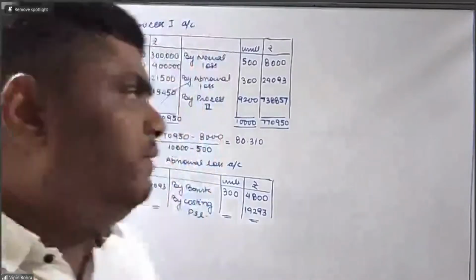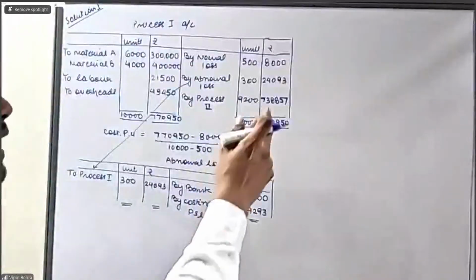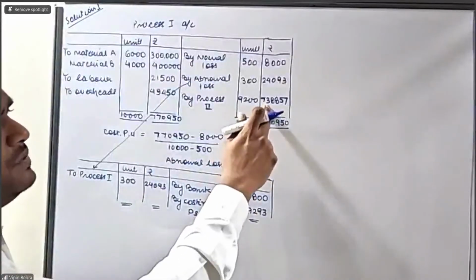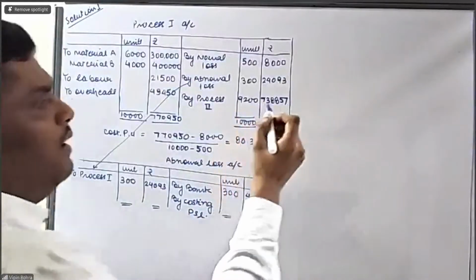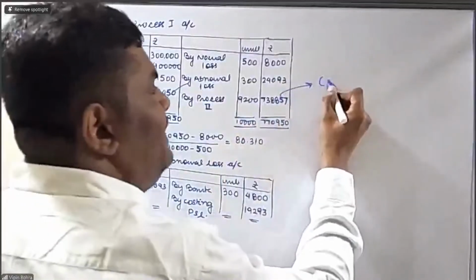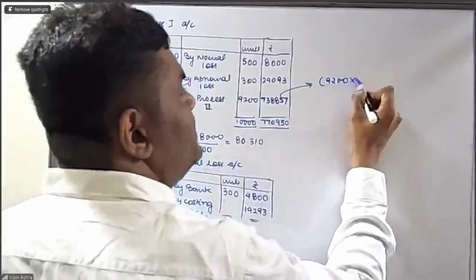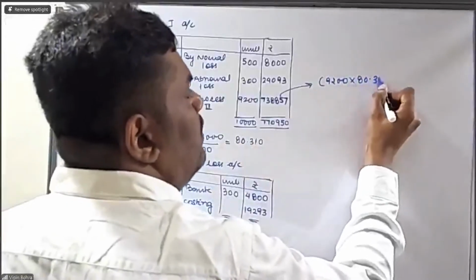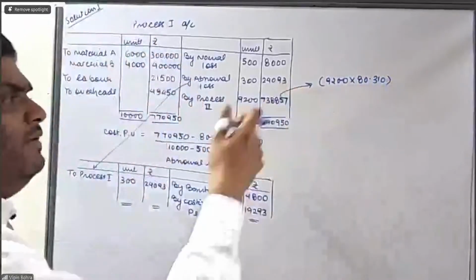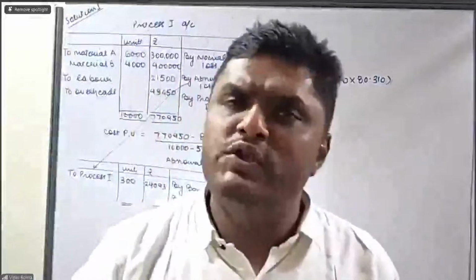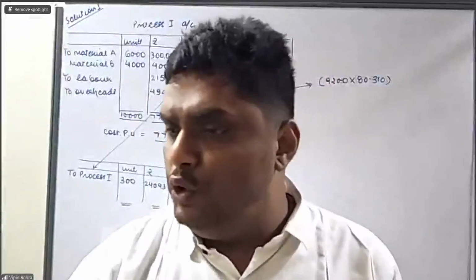Process 2, we can say it will be the balancing figure. Alternatively, you can also calculate this value, that is 9,200 multiplied by 80.310. Yes, there will be a rounding difference, so you can assume it as the balancing figure also. It's up to you.